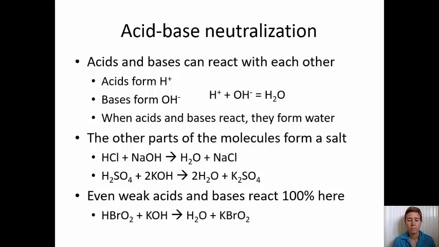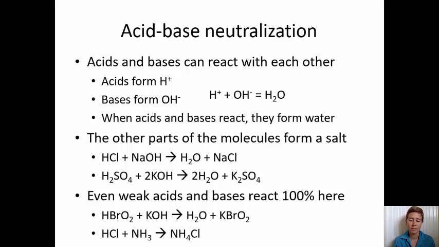So just some examples here with a weak one. So HBrO2, not on the list of strong acids, so it's a weak acid. Okay, plus KOH, which is a strong base, does form H2O and KBrO2. Again, even though the HBrO2 is a weak acid, we're going to write that arrow. It's going to go 100%. We're not talking about weakness here.